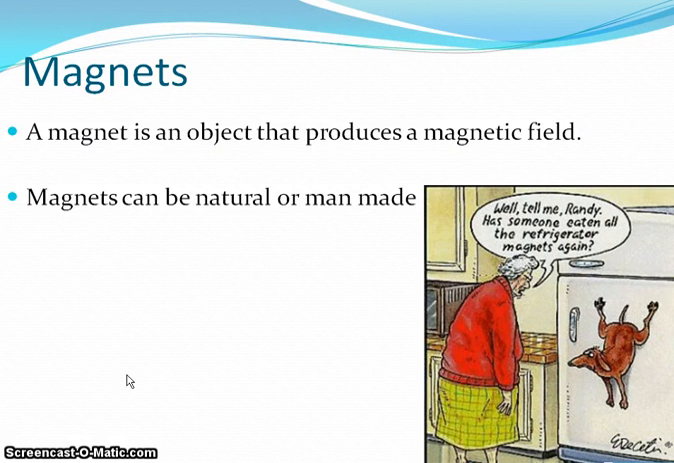A magnet is an object that produces a magnetic field, so we'll talk a lot more about that in a second. And we can find them naturally, or we can also make them in a lab, which gets to be a little bit interesting.